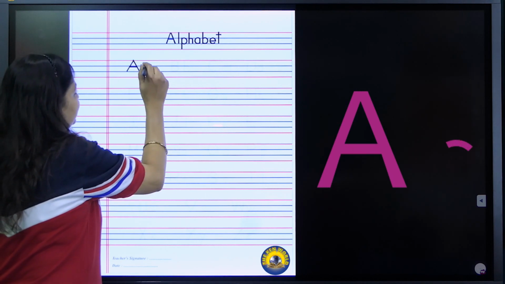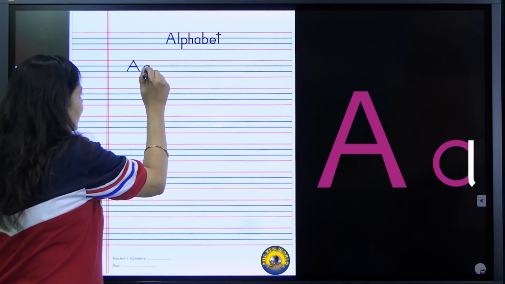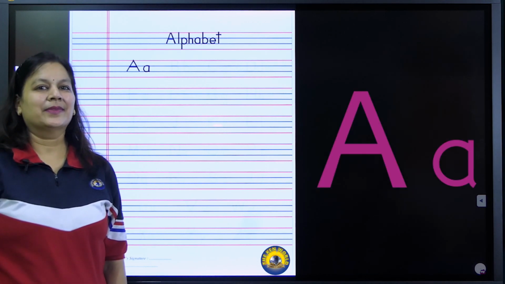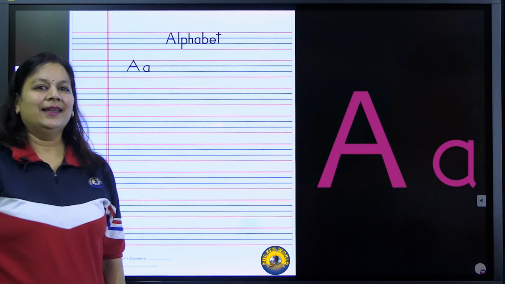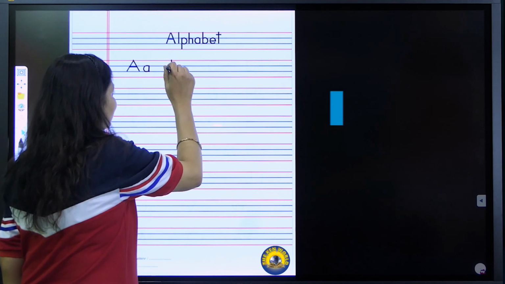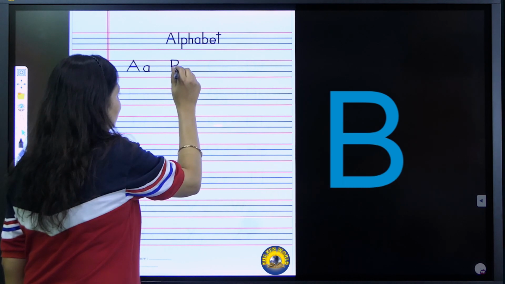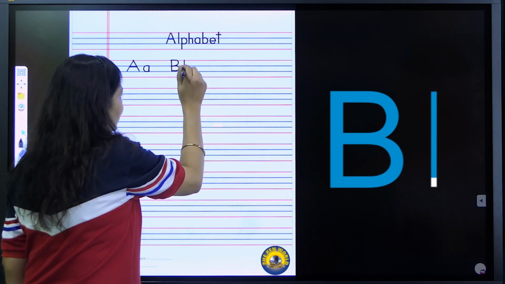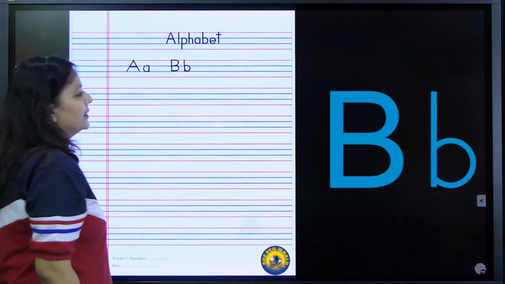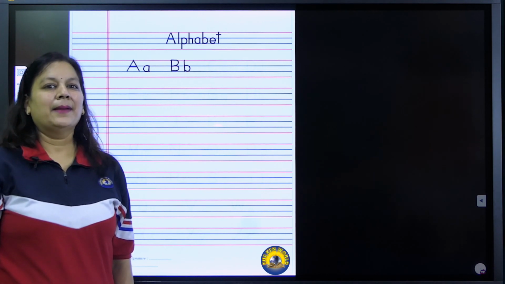Uppercase A. Lowercase A. Speak loudly. A. A. A. The next letter is B. Uppercase B. Lowercase B. Speak aloud. B. B. B.